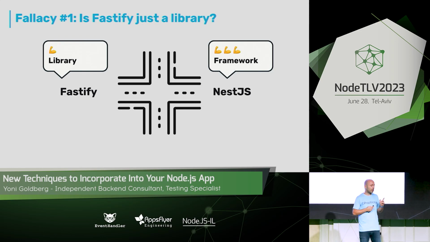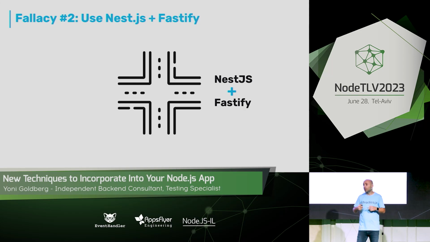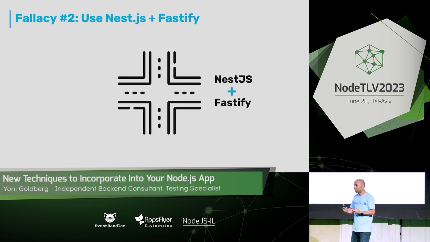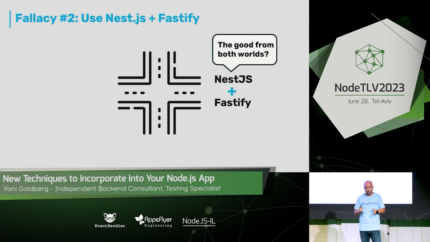First, I'd like to clarify 2 fallacies. Fallacy number 1, Fastify is a library like Express, it's small, it's thin, and Nest.js is a framework. Fallacy number 2, you can use Fastify as the web server of Nest.js and enjoy the good from both worlds. I don't think that's true, and I'm going to try to prove it to you.